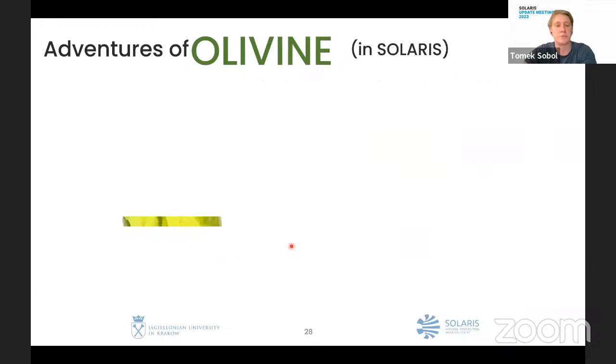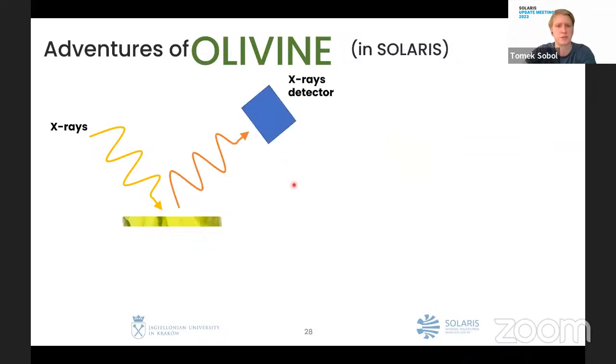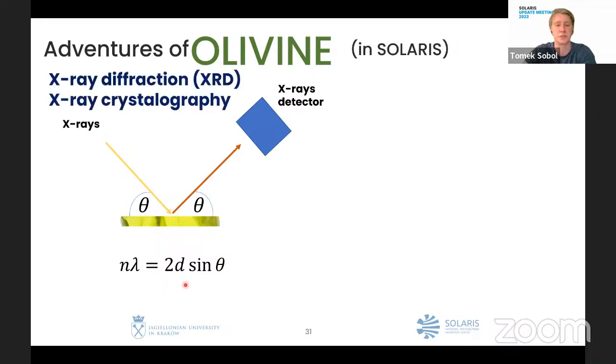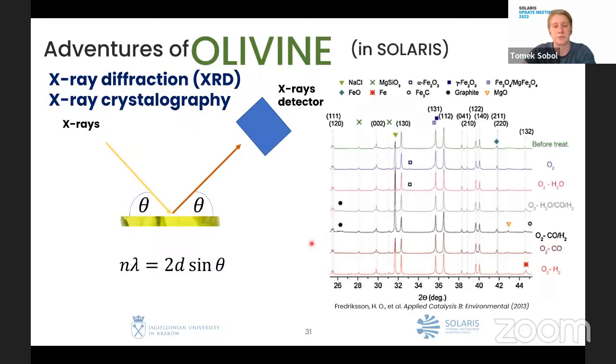And what else can we do with the olivine, with our sample? We can illuminate it with the X-rays, and the X-rays will also be reflected. And we can measure this reflection at different angles. When we know the angles of the reflection, there is also the Bragg law, and if we know the angle of the reflex, we can say something about the crystal structure of the material. This technique is called X-ray diffraction, or X-ray crystallography. And the spectra of these reflexes, collected as a function of the different angles, if we analyze them correctly, tell us about the crystal structure, so the arrangement of how the atoms are placed in the material.